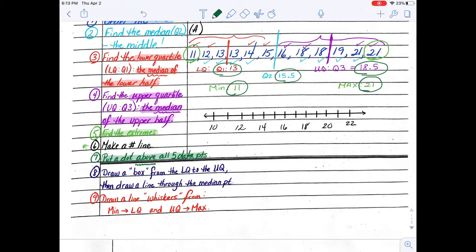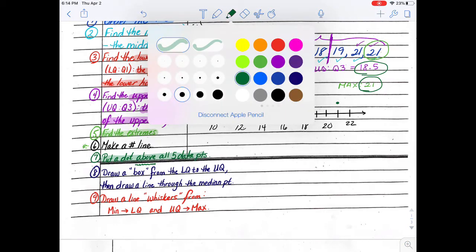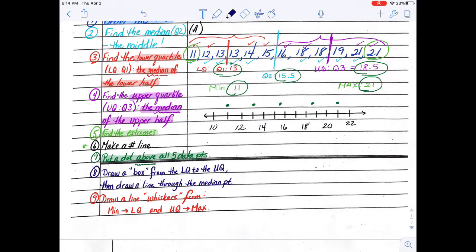So let's go to that smallest one, minimum, and I'm going to go ahead and put a dot. And then my lower quartile, 13, and I'll put a dot. My Q2, that's 15.5. That's right between the 15 and the 16, so I'm going to put a dot. My Q3 or upper quartile is 18.5, so right between the 18 and the 19. And my maximum of 21. Now I have all 5 data points on there, and I am ready to start to do my box.